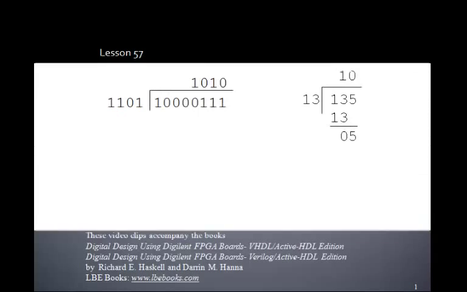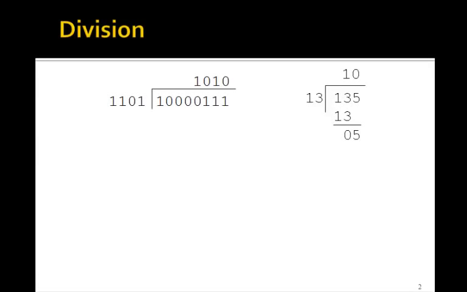This is lesson 57 on division. Let's look at how to do long division in binary. In decimal, we could divide 135 by 13. You remember how you do it.